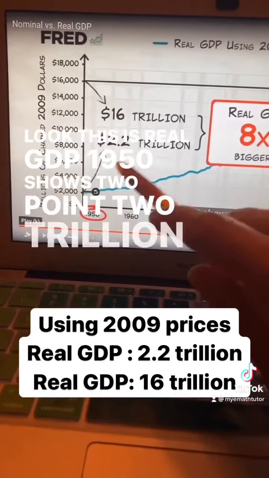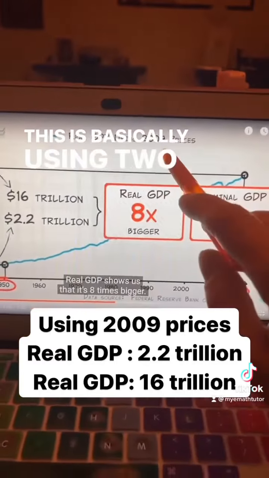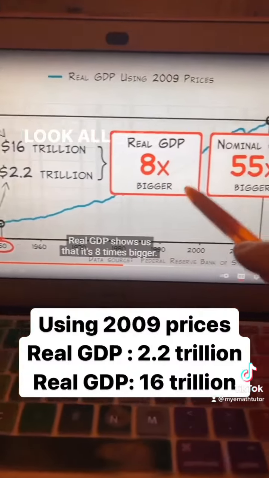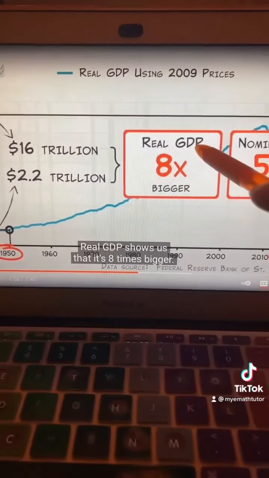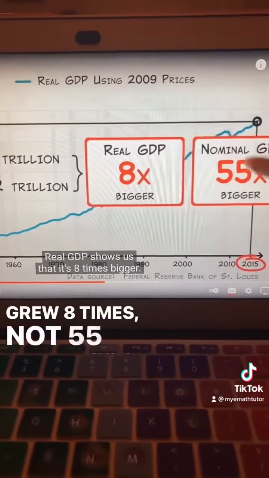1950 shows 2.2 trillion. And this is basically using 2009 prices. And then look all the way up to 16 trillion. That means that the economy actually grew 8 times, not 55 times.